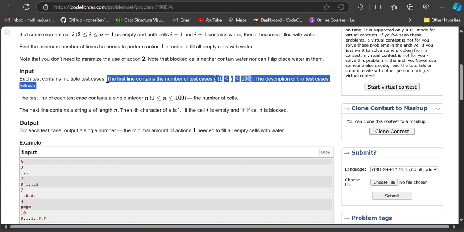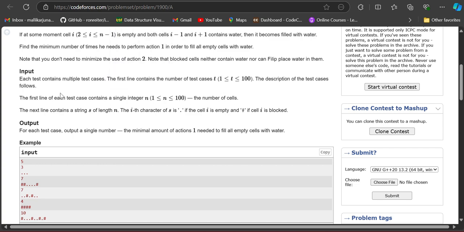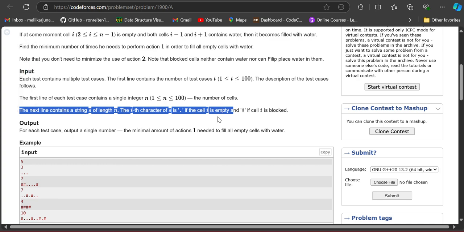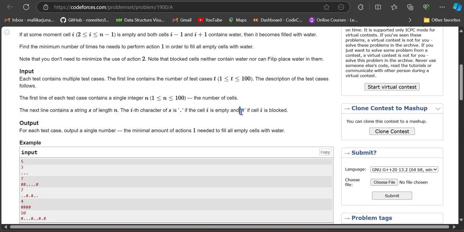There are t test cases, which is less than 100. For each test case, the first line contains a single integer n, and the next line contains a string s of length n. The ith character of s is a dot if the cell i is empty, and if it is a hash, the cell is blocked. For each test case, output the minimal number of action 1 operations needed.